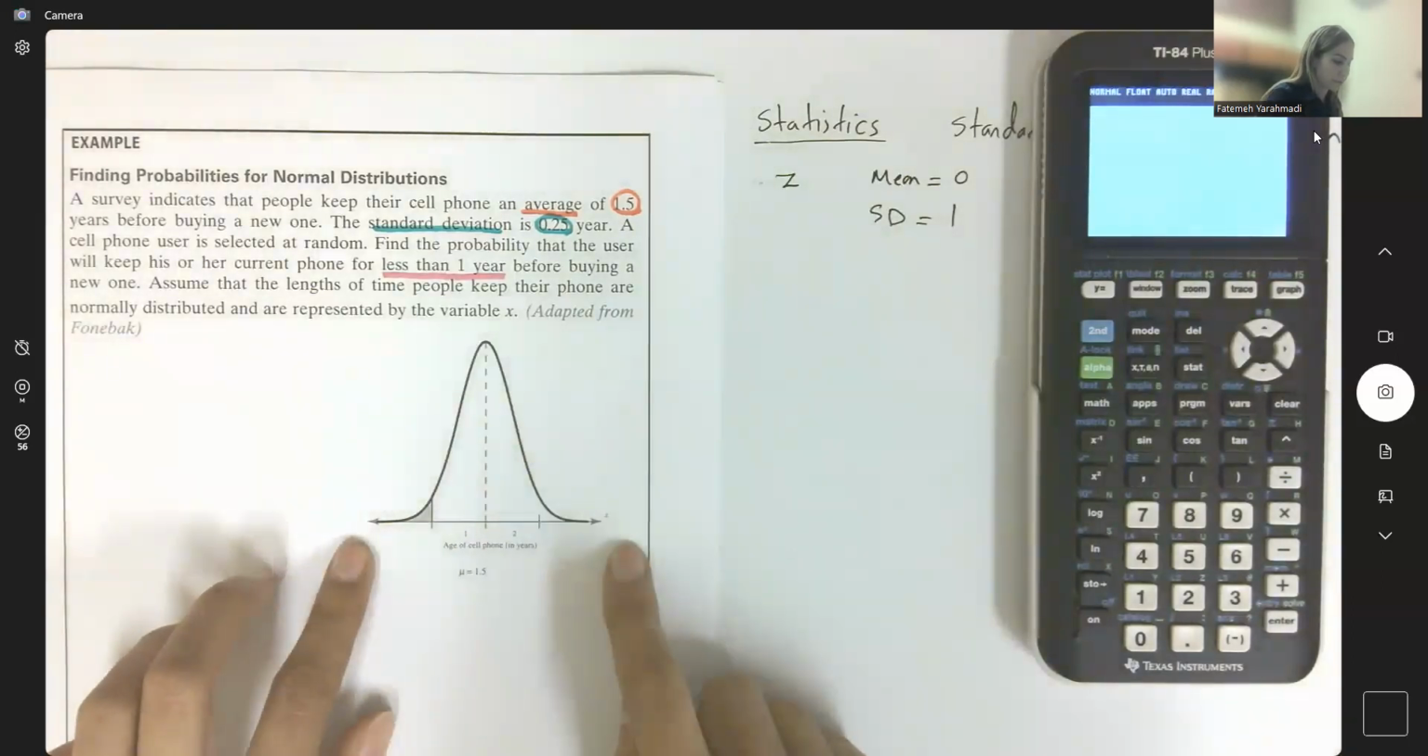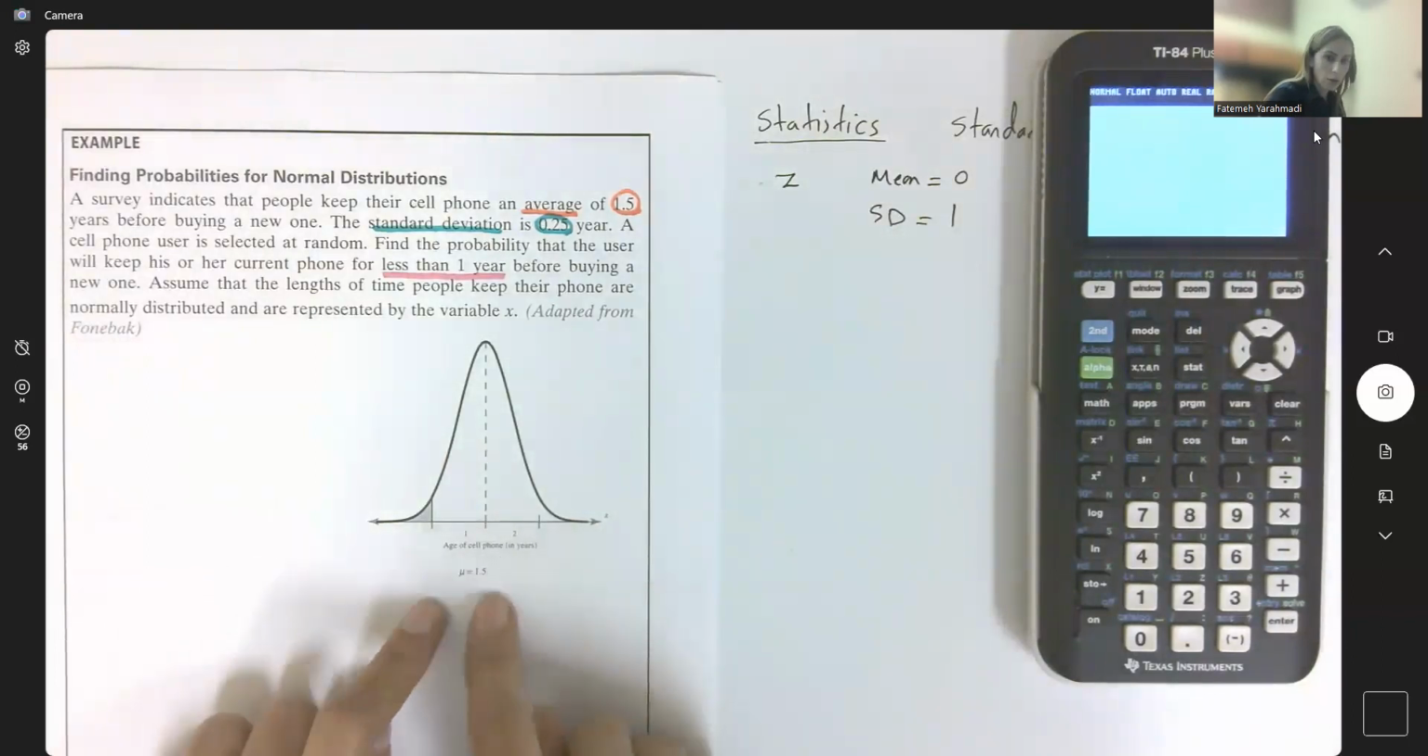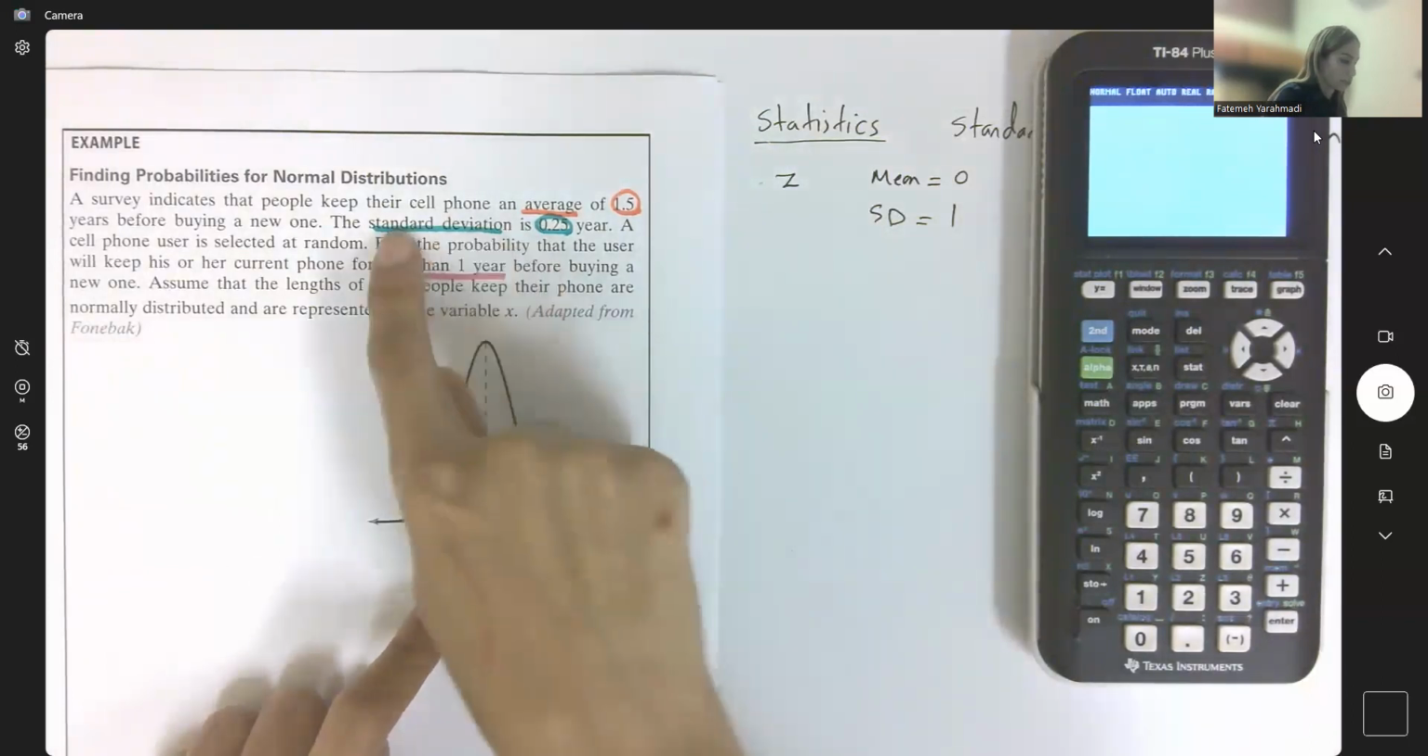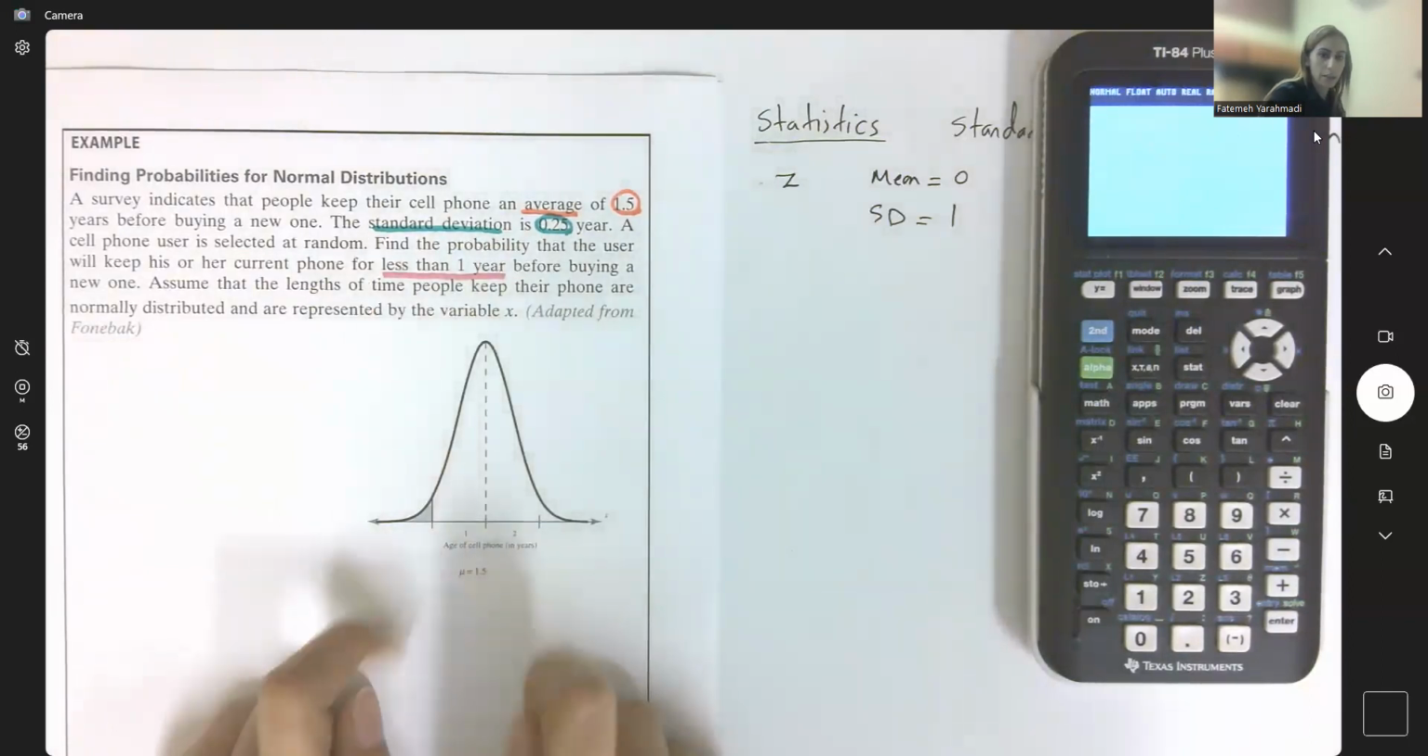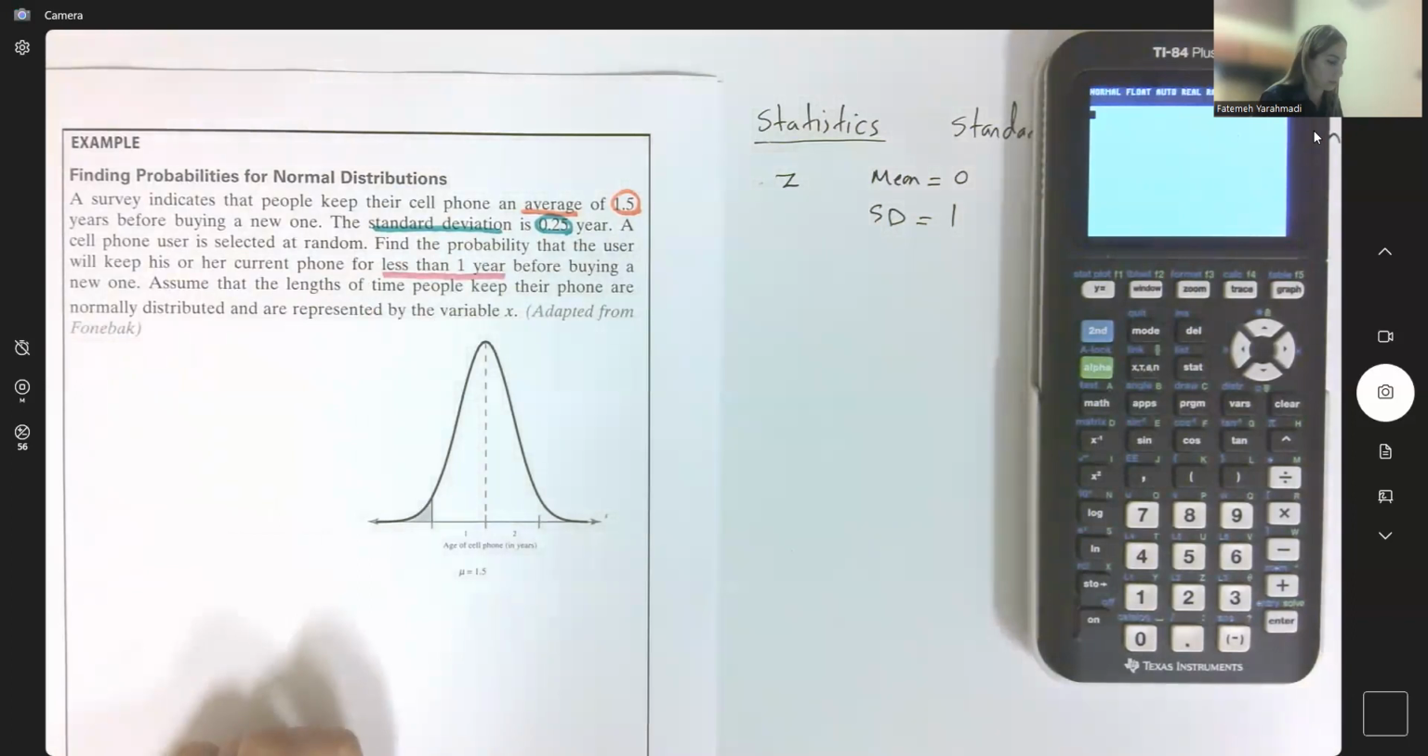This is the graph, right? The mean or the center is 1.5. Remember that for a normal distribution, the mean, the center, is located here, 1.5 years. And then based off of the standard deviation, we can divide this up. All right, very good. So less than 1 year. So you're interested in knowing what this probability is. How do we find this probability? What is the keyword? Is it the left side? Is it the right side?